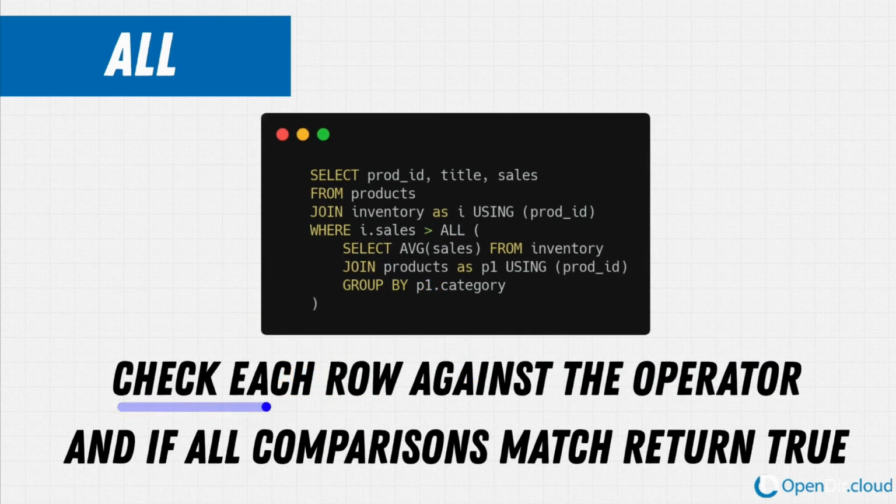So what this does is it's going to check sales against each and every row, which is multiple averages by category. And if the comparison is true, then it will return true, if the comparison is true for all of the records. So if sales is greater than each and every average for each and every category in this case. So all is also an interesting one.